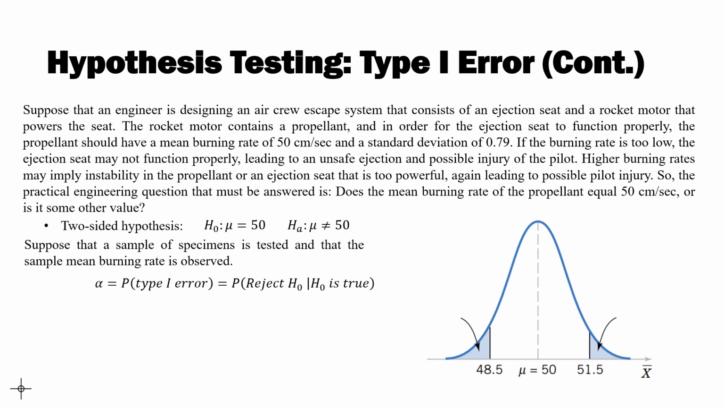The blue areas represent type 1 error, the probability of rejecting the null hypothesis when it is actually true. Under the null hypothesis, the mean propellant's burning rate follows a normal distribution with a mean of 50. Although possible, we suspect observing such extreme values of less than 48.5 or greater than 51.5 are highly unlikely, and we assume that a different distribution, perhaps centered at 48 or 52, is generating them.